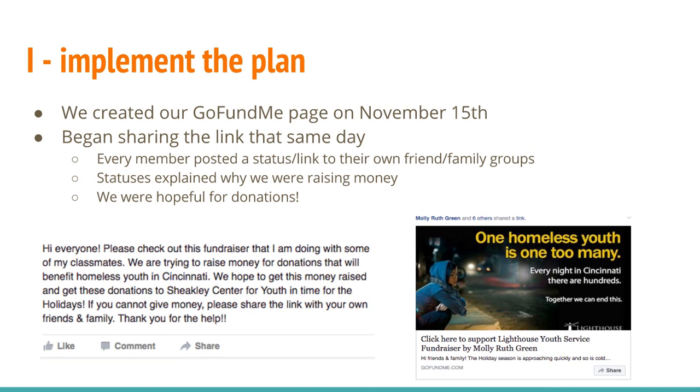And the I step is implement the plan. So this is just basically what we did to do the plan. So we created the GoFundMe page on November 15th, and we began sharing the link that day. So every member of the group posted a status and link for their own family and friend groups, and then like I said, we explained and educated our audience on why we were raising money, and we were really hopeful for donations, monetary contributions, or anything that people had around that they'd be willing to donate, like cold weather items. And below here you can see one of the posts, to get an understanding of what we were saying to people.